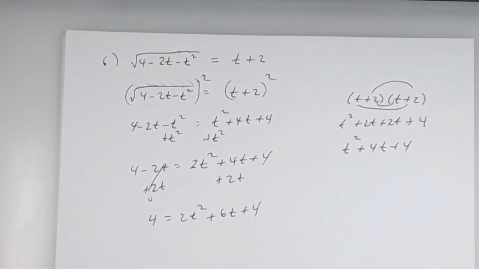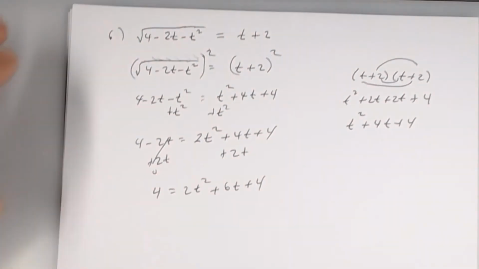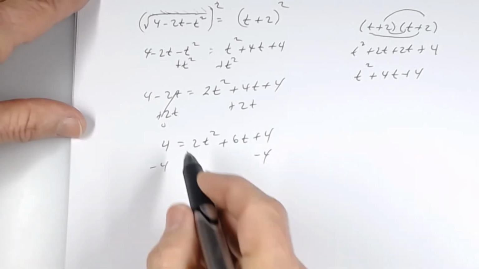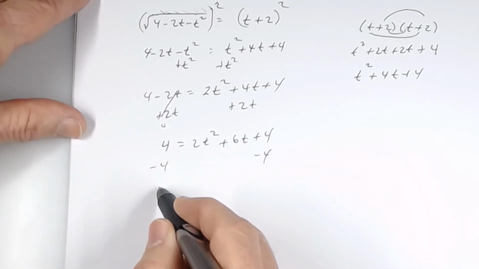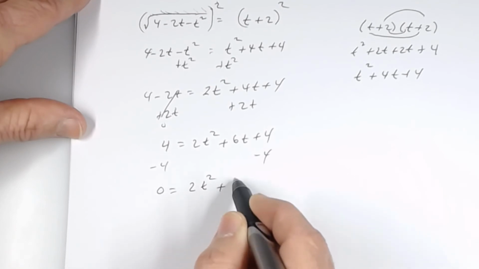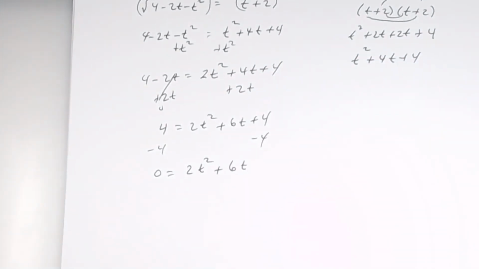And then finally I do what? Subtract 4 from both sides. And so 4 minus 4 is 0. So I get 0 equal 2t squared plus 6t. So that's where I'm at. And it's in descending order, it's in standard form.